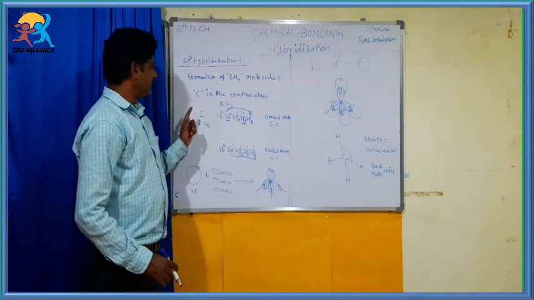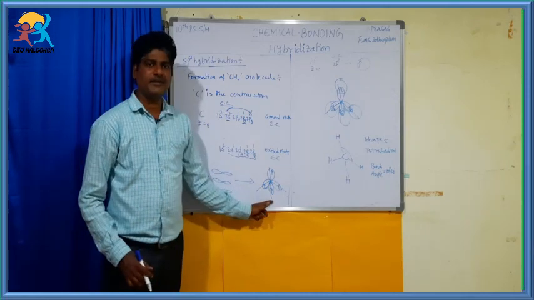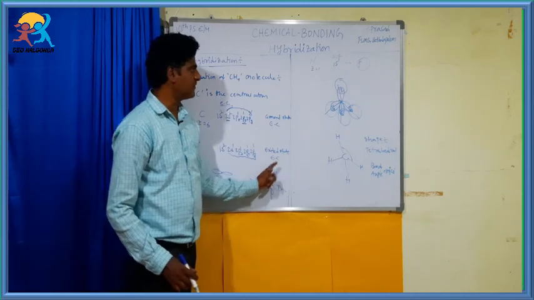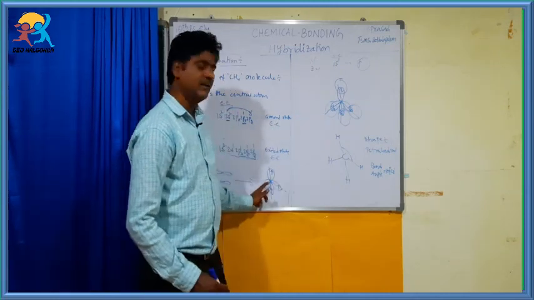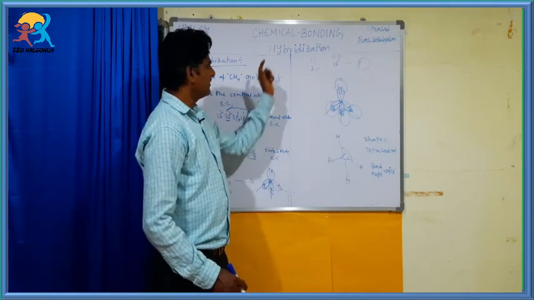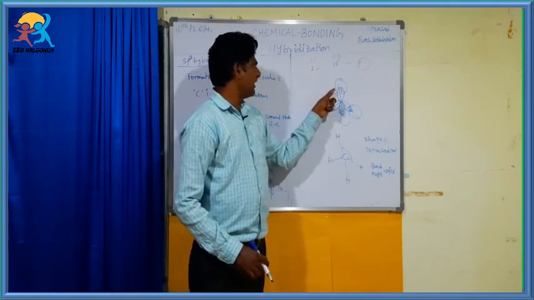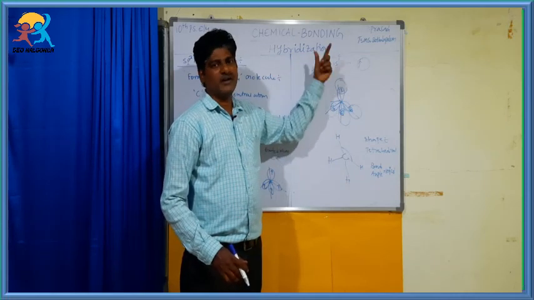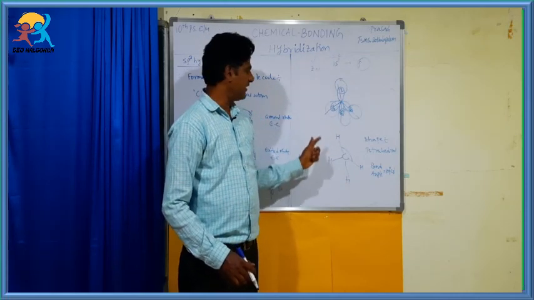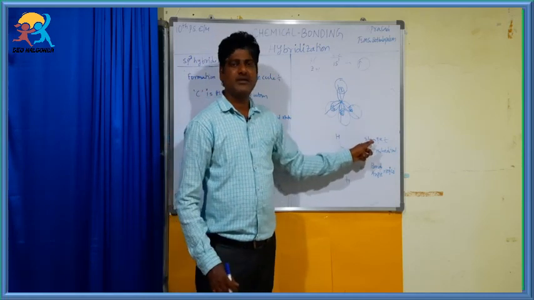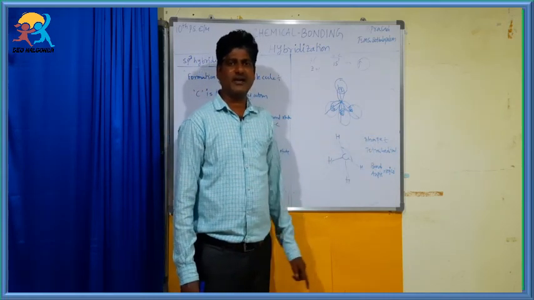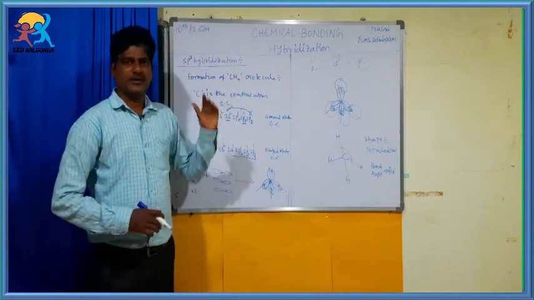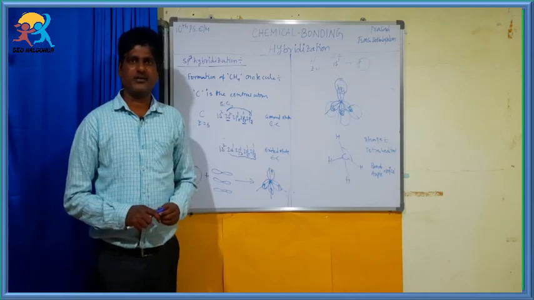So in CH4 carbon undergoes sp3 hybridization, one s orbital, 3 p orbitals intermix, and these 4 sp3 hybrid orbitals are arranged in the tetrahedral manner. Okay, so these sp3 hybrid orbitals overlap with s orbitals of hydrogen atoms, 4 s orbitals. So finally we get the shape of the molecule tetrahedral, bond angle is 109 degrees 28 minutes. This is an example for the sp3 hybridization. Okay, thank you.